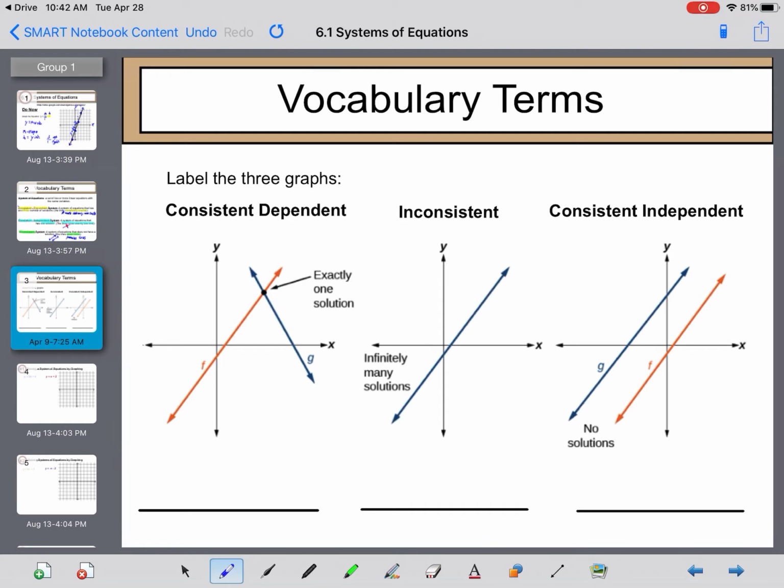Vocabulary terms. It says label the three graphs: consistent dependent, inconsistent, consistent independent. Well, let's go back. The last one we just learned was inconsistent. The key there was that they never cross. While looking at my three pictures, over on the right hand side I see parallel. Over here, those two lines, the blue and the orange, are never going to cross. That's inconsistent.